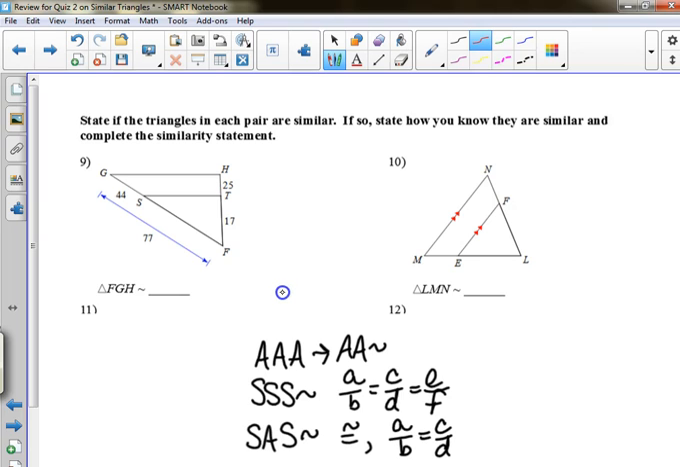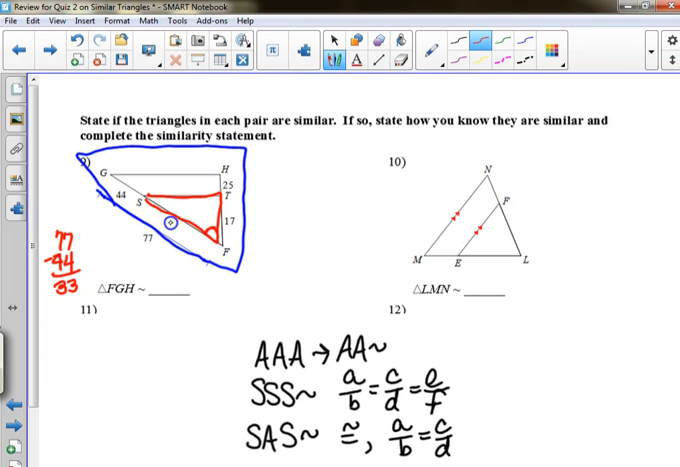All right, number 9. We're talking about the little red triangle and the big blue triangle out here. Okay. The little red triangle has a side of 17 and an angle at F and a side that we can find right here. Man, they're into tricky on this one. So if we did 77 minus 44, we'd get 33, and that's what this little piece is, okay? Lots of those kind of things on this quiz where you have to subtract pieces.